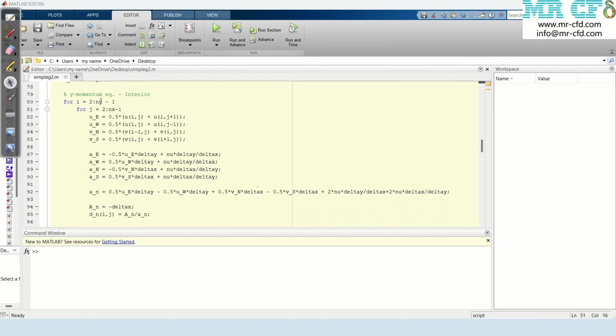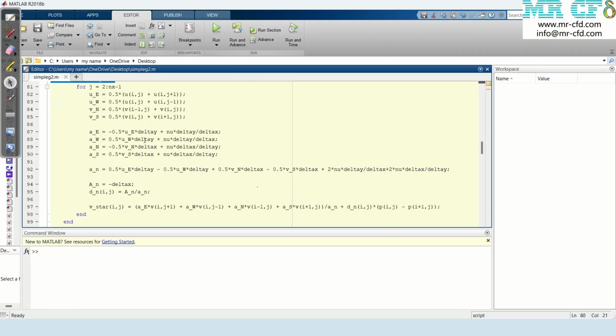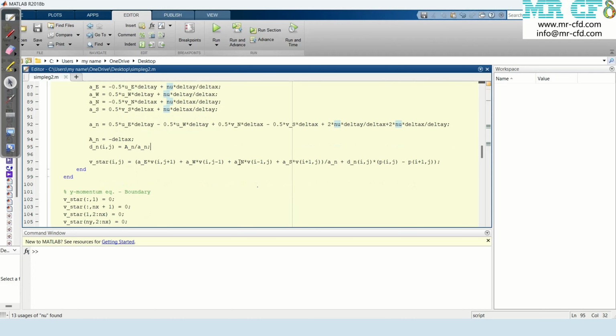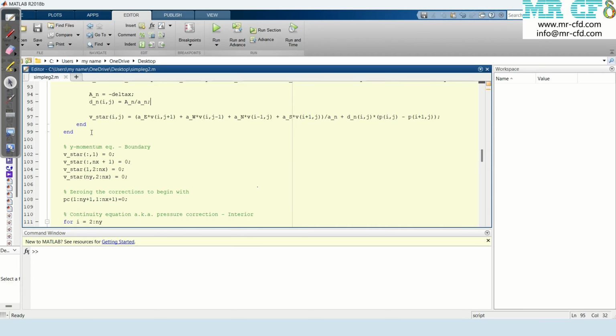In the same way, we can calculate the y momentum equation. For instance, u at the east face can be calculated as the average of u at neighboring cells. Coefficients for neighboring cell velocities can also be calculated. Variables like dn and v star can easily be obtained. For boundary conditions in this scenario, the v velocity at all boundary cells is set to 0.